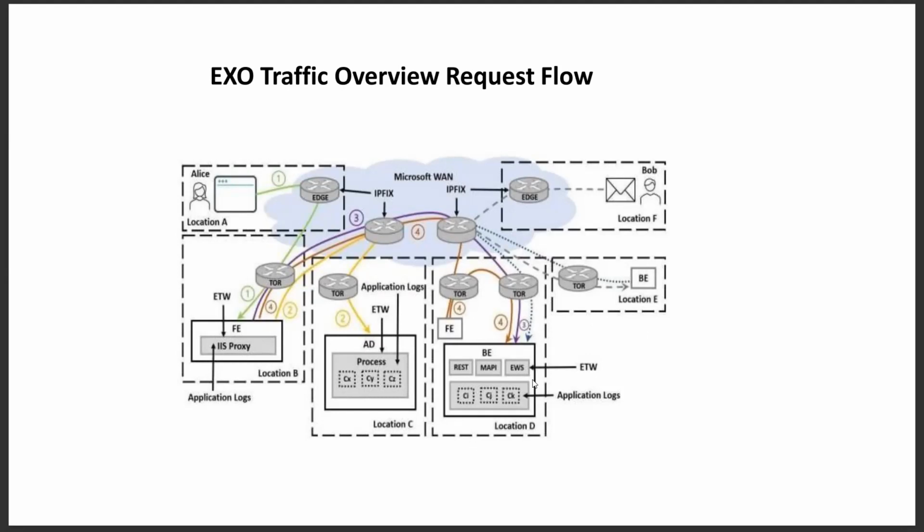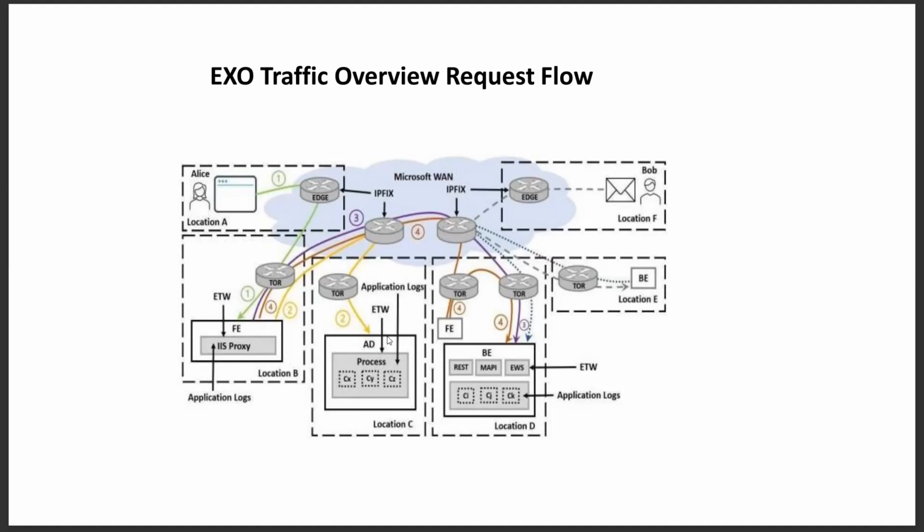And to read the email, Alice's web client first contacts the front end, which is at location B. This step uses internet traffic because the FE server communicates with an external client, which is Alice's web client outside of Microsoft. The FE server then talks to an Active Directory (AD) server in location C. This is done to find out which back-end server hosts Alice's mailbox.